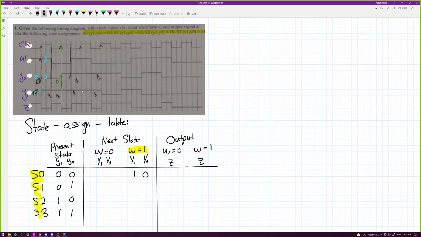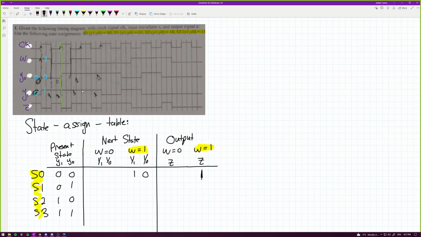Yeah, that makes sense. So here the output is 1 if we're in state 0, 0. So if the input is 1, we're in state 0, 0, our output is 1. So I'm going to put a 1 there. So state 0, 0, input is 1, output is 1. Then in the next state we're in state 1, 0.